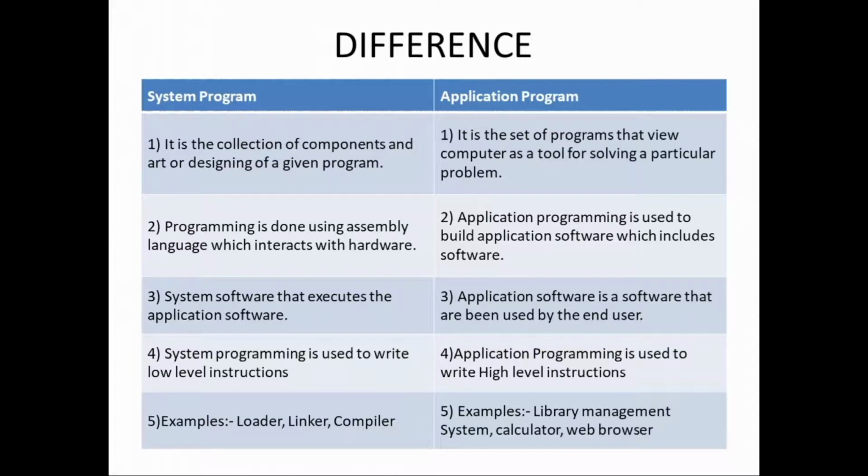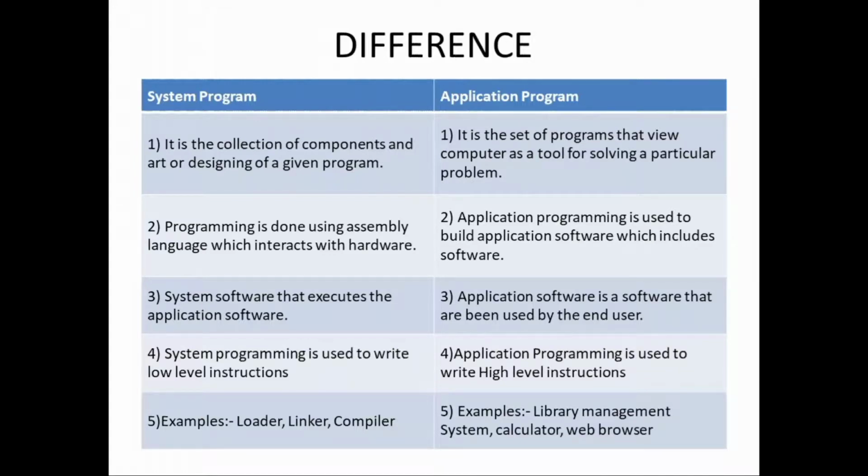Point three here, system software that executes the application software. System software enables you to be able to execute the application software. Application software is software that is used by the end user. Are we getting that now? While the system software enables the use of application software, the application software itself is now being used by the end user, which is you and I. The machine makes use of the system program, you and I make use of the application software or program.